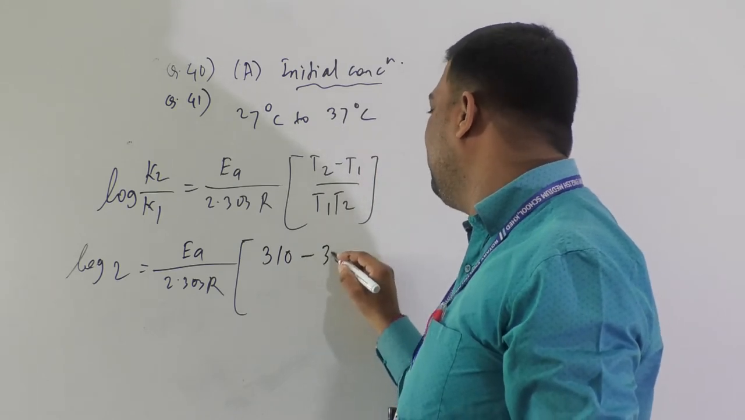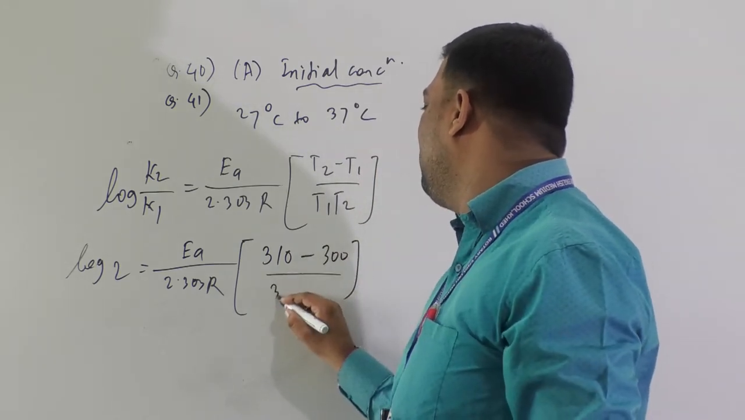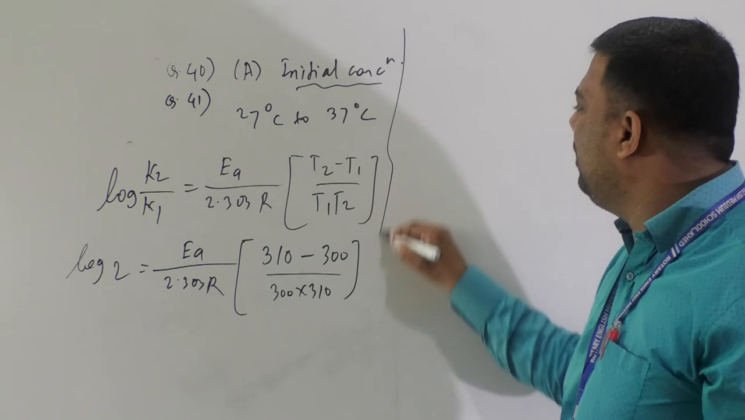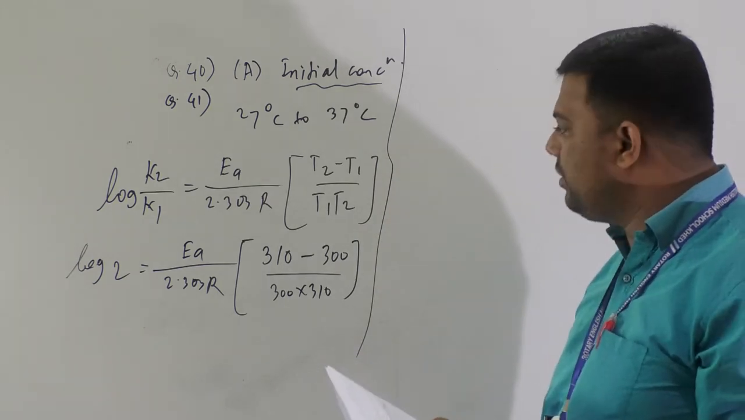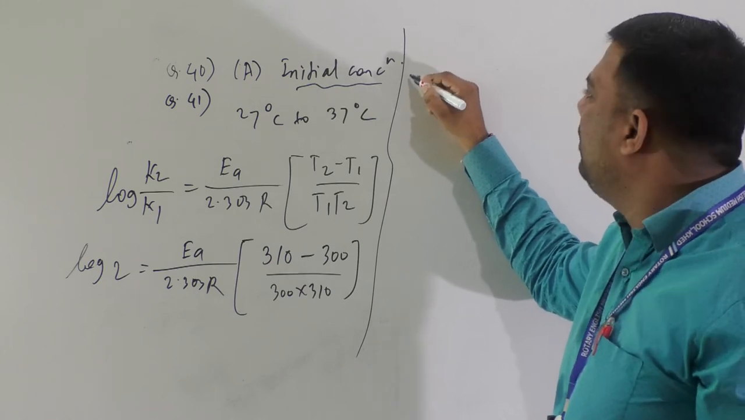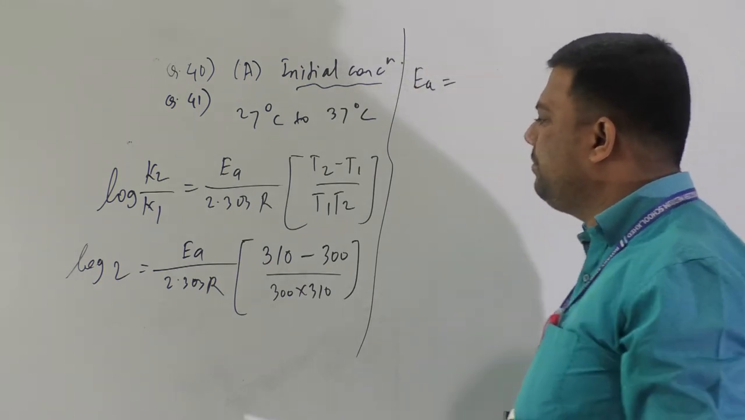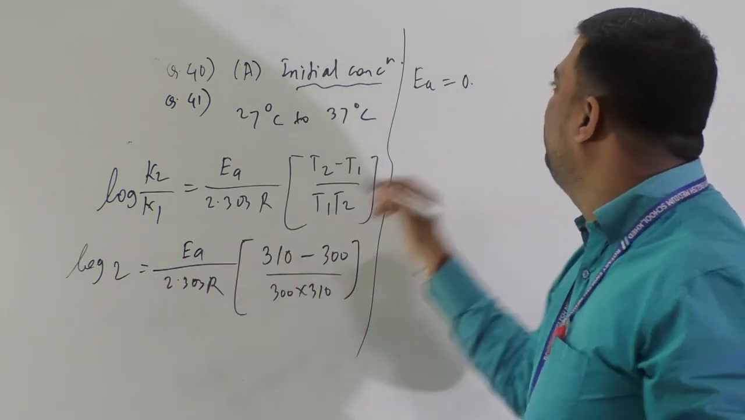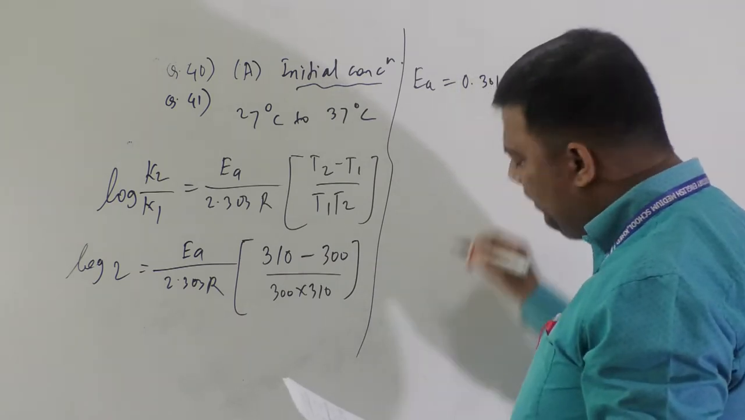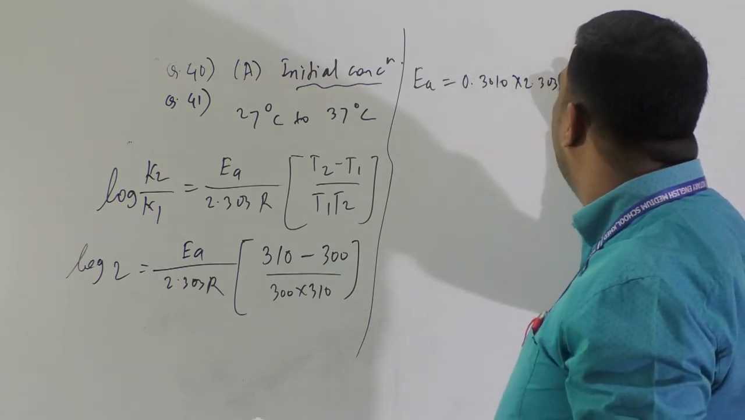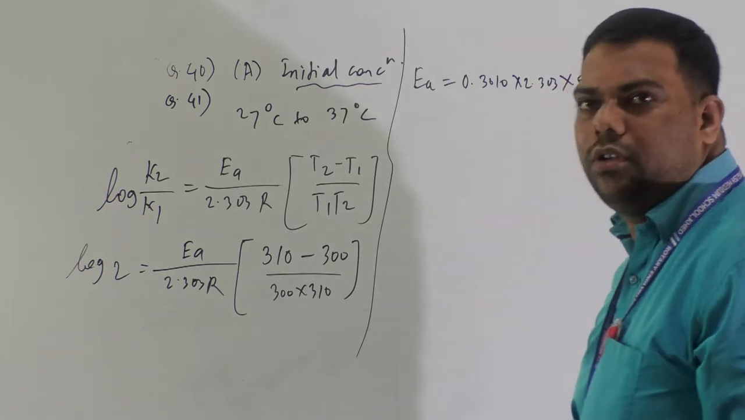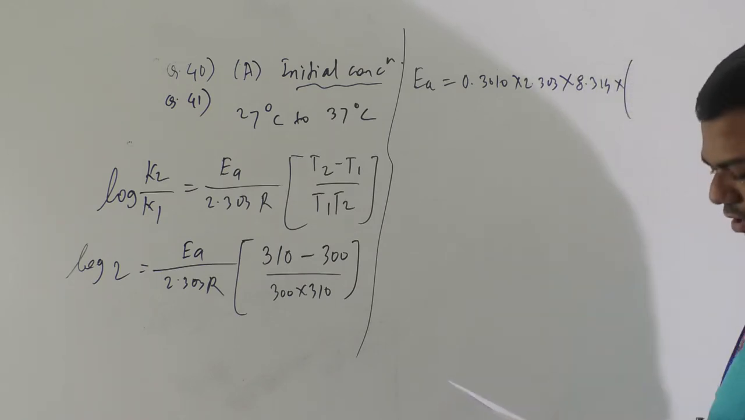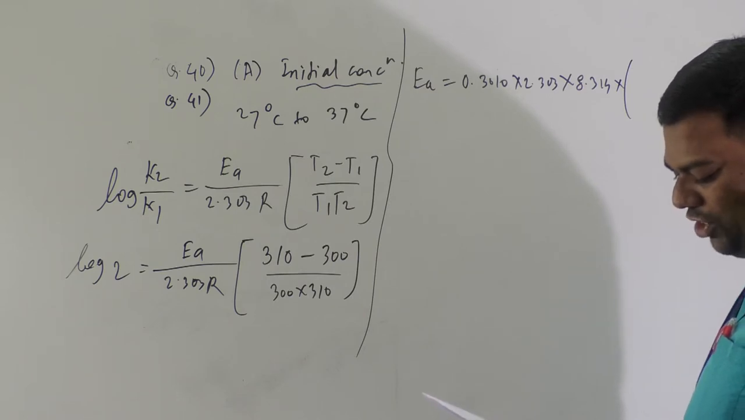310 T2. And 300 divided by what? 300 into 310. Okay, so now see here, after what we have to discuss, Ea we have to calculate. Okay, so see, Ea is equal to what will come? Yes, Ea is equal to log 2, 0.3010, we can write directly, into 2.303 into 8.314. Okay, 8.314 into whatever your calculation part.